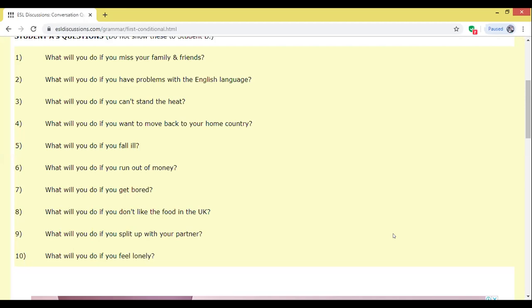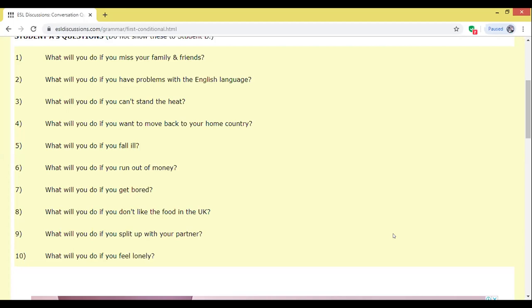What will you do if you miss your family and friends? Janita says, I will call them. I try to come. Two times here. Okay, so I will try to visit them 2 or 3 times during the year. Very good. Another example, please.